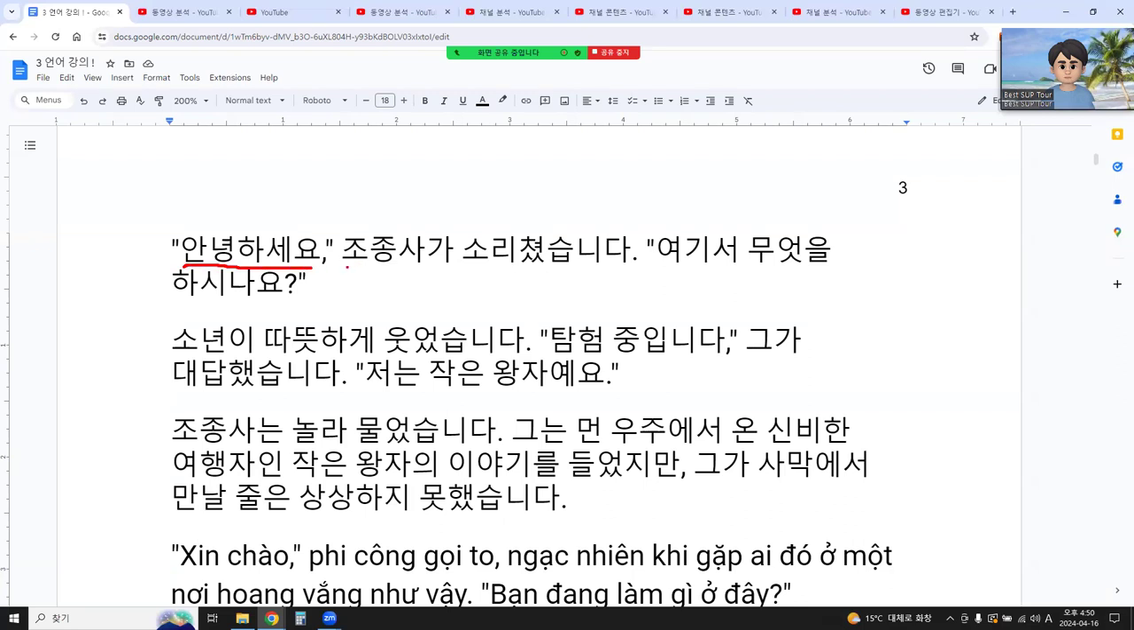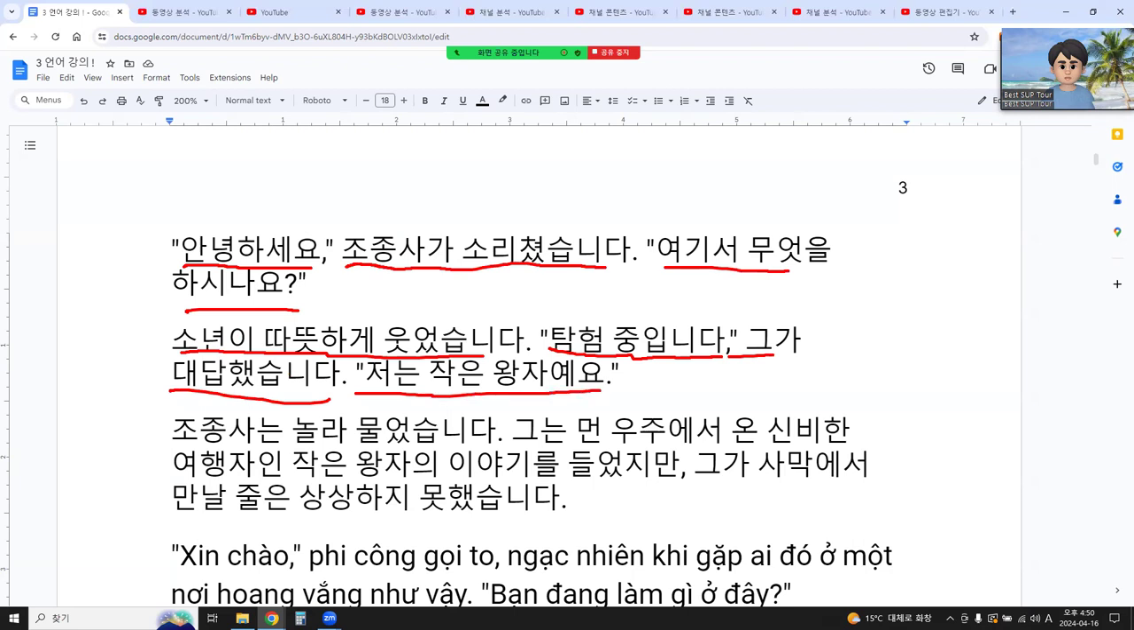Hello. The pilot called out, "What are you doing here?" The little prince, the boy, smiled warmly. "I'm exploring," he replied. "I'm the little prince." The pilot was taken aback and asked him.